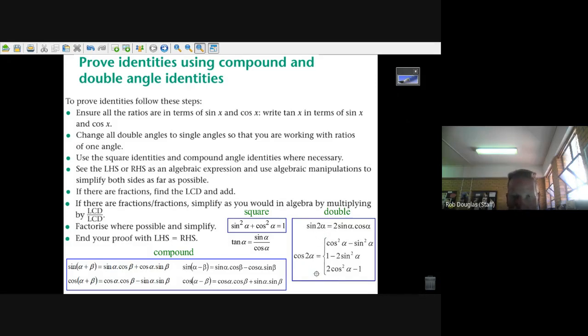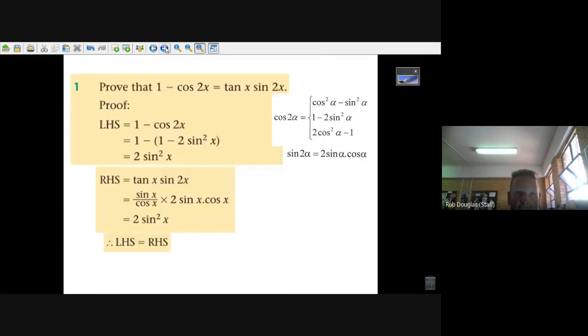These identities are on your formula sheet. You're also given 3 ways to write cos 2 alpha, 3 different ways you can write it. For the sum of 2 angles and for the difference of 2 angles, there are 4 different formulas. And 2 from grade 11: tangent is equal to sine over cosine, and sine squared plus cos squared equals 1, what they call a square identity. Okay, I think it might be useful just to get into the first example here.